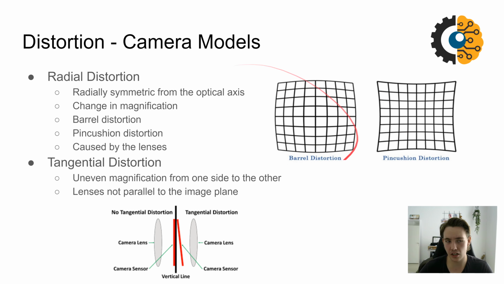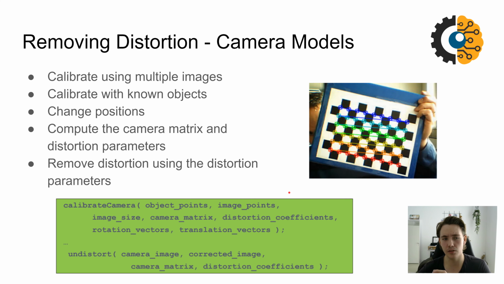But these types of distortions can be eliminated or removed from our camera models by calibrating. When we're going to use our camera, we first need to calibrate our camera, and we can do it with different kinds of methods.